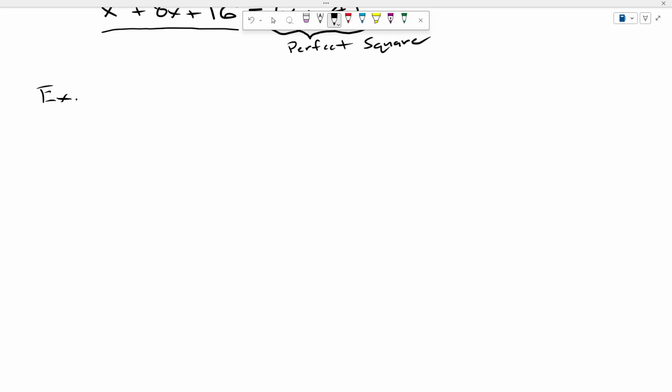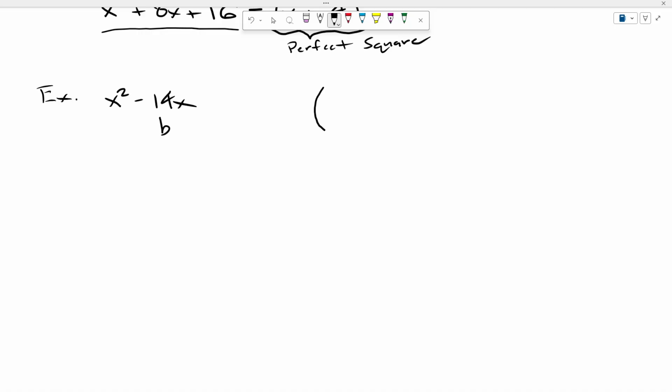So if we have for this one x squared minus 14x, all right, so we know this is our b. Our b is negative 14. All right, so be careful with that.